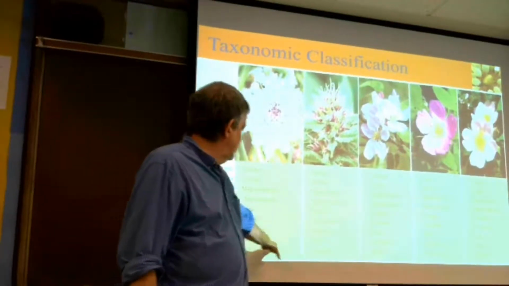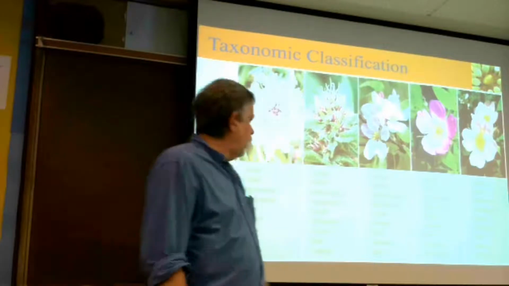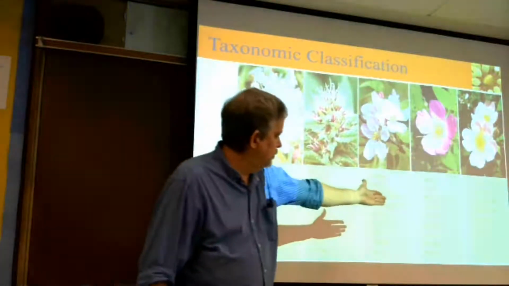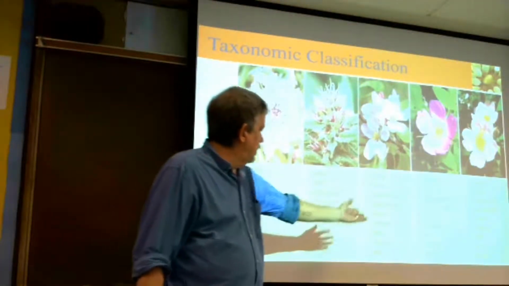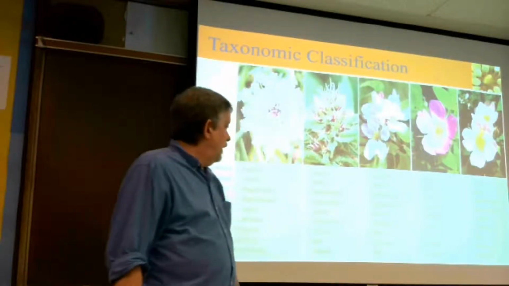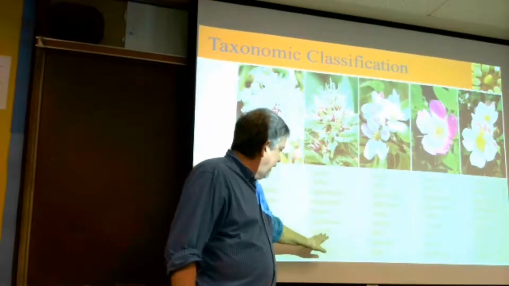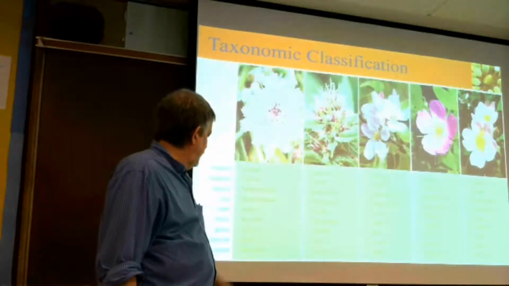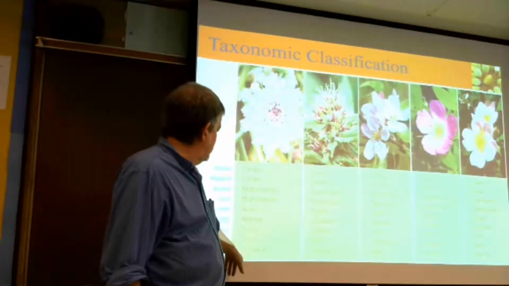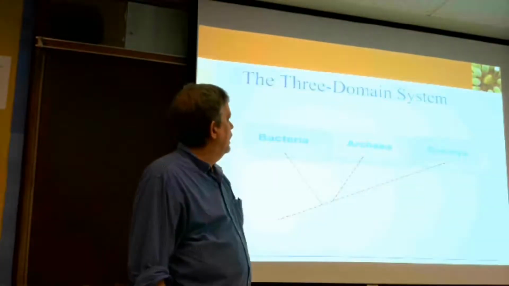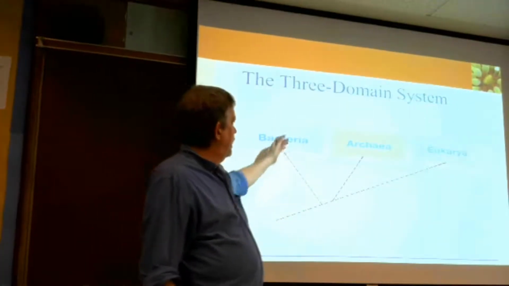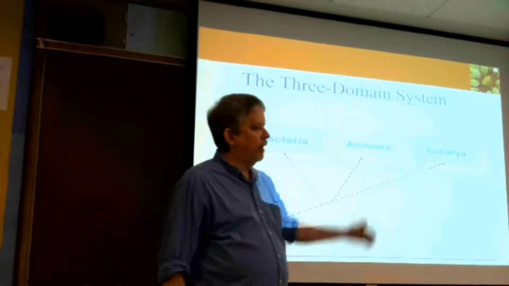So down here is the species name at the bottom. So there's our dog rose over there at the end. The prickly rose is the apple. Malus is the genus name of the apple. Here's marijuana, Cannabis sativa, and here is Daucus, which is the wild carrot. All right, so 3 domains: bacteria, archaeans, and eukaryotes.